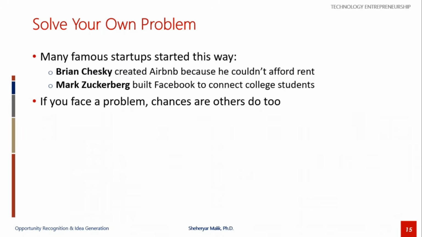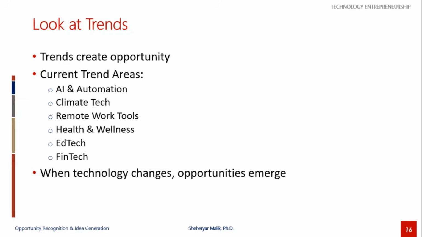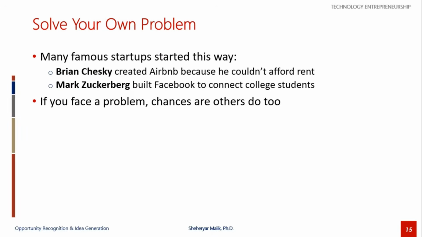So he needed someone where he could stay, and the paying guest, the home paying guest arrangement, was that okay, he can stay with someone for some time and then they throw him out and then he has to go somewhere else. So he took it as a problem: why not have a rental service so that I can know who is renting out as a paying guest. Then Mark Zuckerberg built Facebook to connect his own college students, and now it's one of the biggest social platforms. So if you face a problem, chances are that others do too. And start from there, and then interview others, ask them. They are going to tell you.